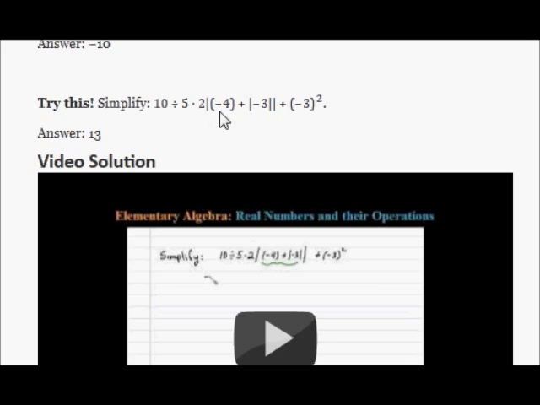So here there's nothing to do. -4 is already simplified. The absolute value sign on -3 becomes +3. So you have -4 plus +3, which is -1. You take the absolute value of that, and you get +1, and you're going to have to multiply that. Might as well multiply that right now. So you get +1 times 2, and that's equal to 2. So all of this becomes 2.